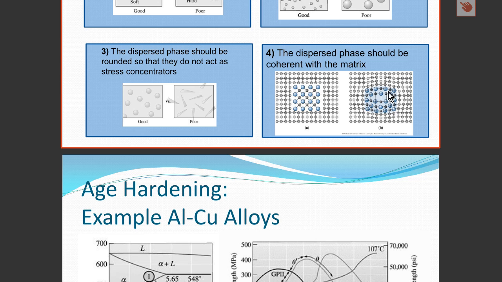Fourthly, the disperse phase should be coherent with the matrix. On the right, we see a coherent precipitate. The reason for this is that a coherent precipitate introduces disturbances in the crystal lattice over a much larger area than the size of the precipitate. This is not true with an incoherent precipitate shown on the left. When precipitates get very large, they become incoherent and less effective at strengthening.